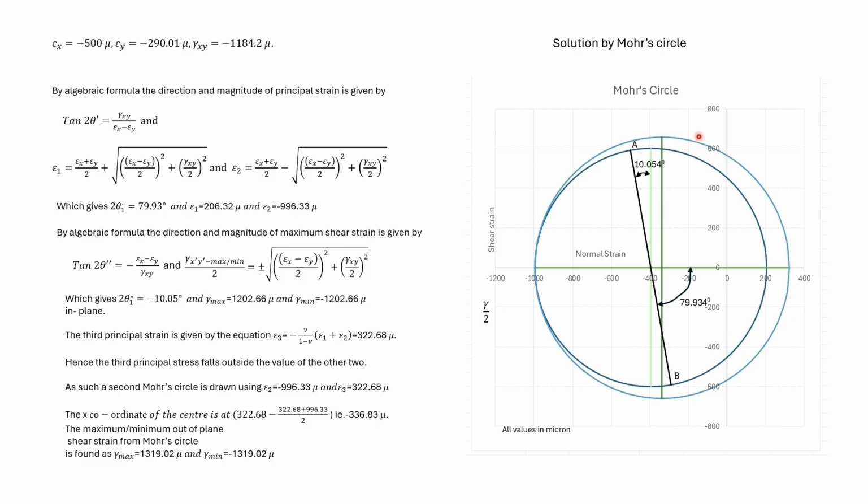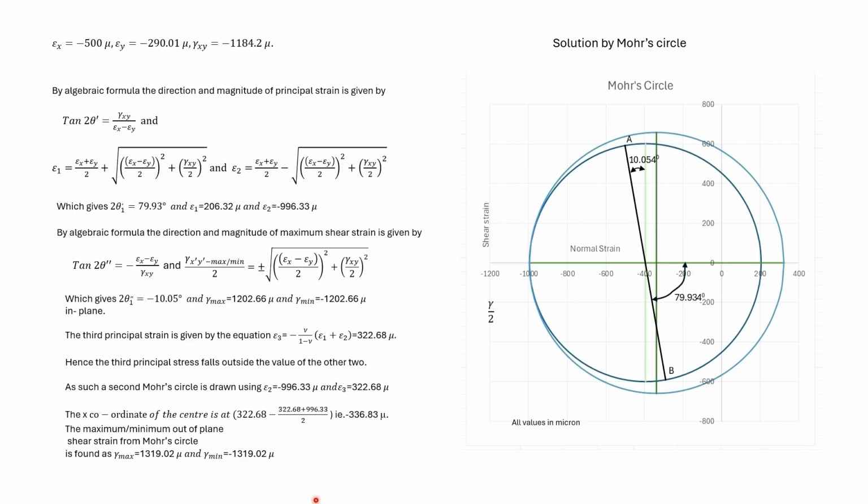We develop another out of plane Mohr circle. The diameter of the Mohr circle is epsilon 3 minus epsilon 2. The position of the center of the circle can be found by subtracting half of the diameter from epsilon 3, which we get as minus 336.83. The out of plane Mohr circle gives us the absolute maximum and minimum shear strain, as given here.